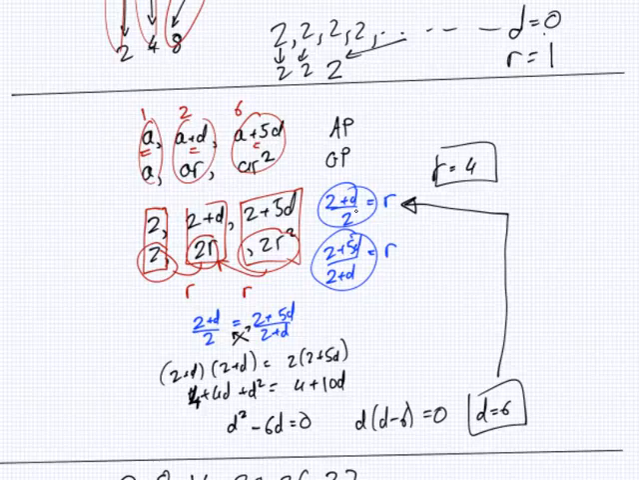Let's check it. If I put 0 in here, 2 plus 0 over 2? 1. But we never take this as the answer.